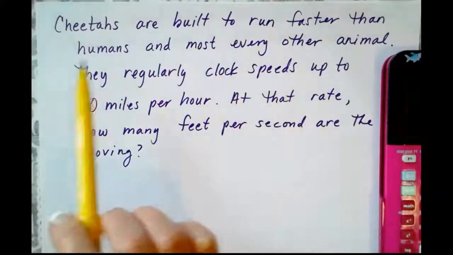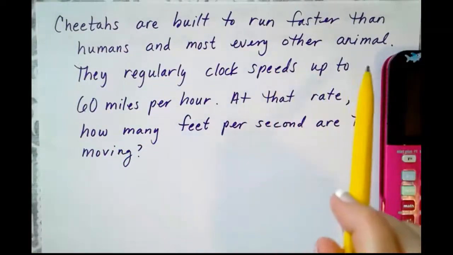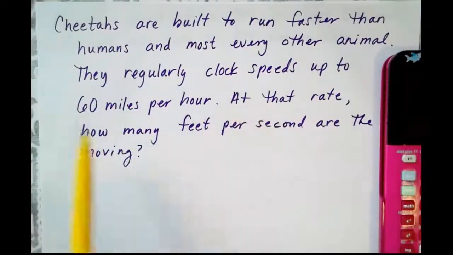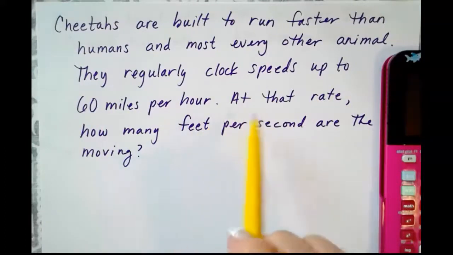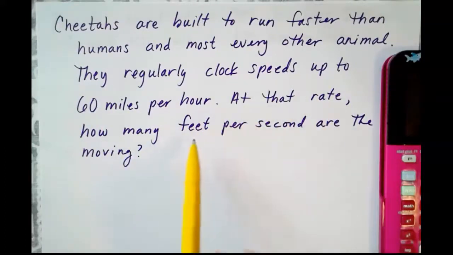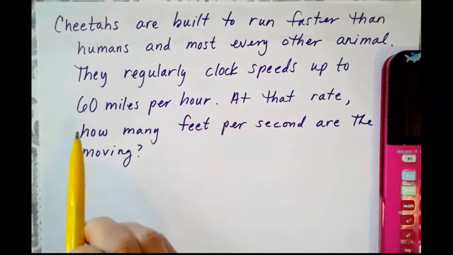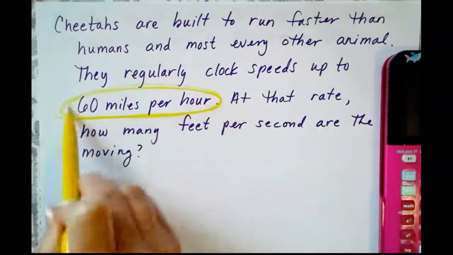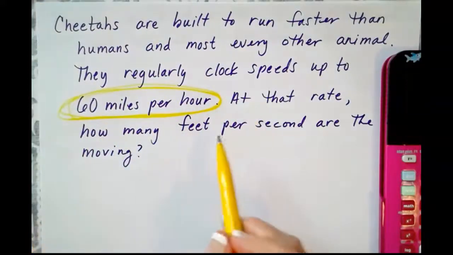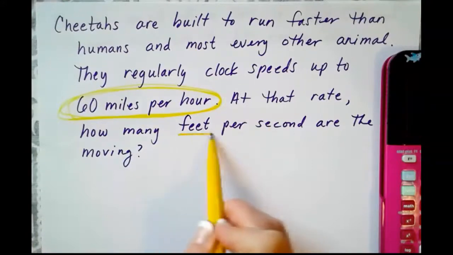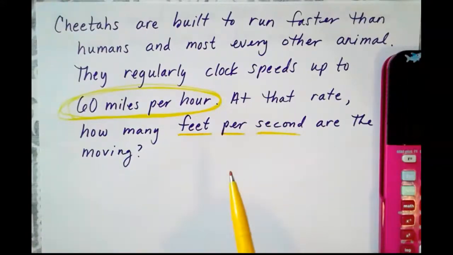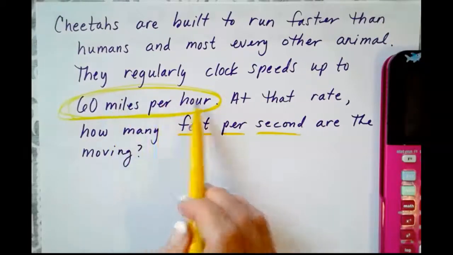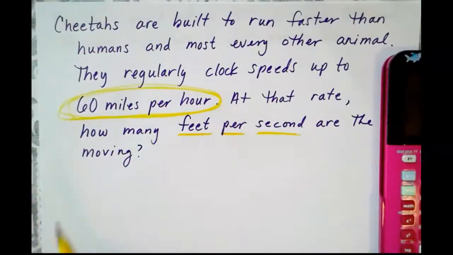Cheetahs are built to run faster than humans and most every other animal. They regularly clock speeds up to 60 miles per hour. At that rate, how many feet per second are they moving? So our first given rate is 60 miles per hour. And our unknown is we want to know the number of feet per second. So we're going from miles per hour to feet per second. So let's start setting up our problem.